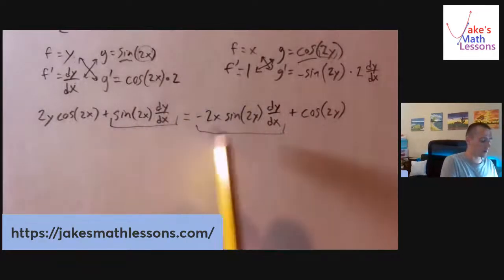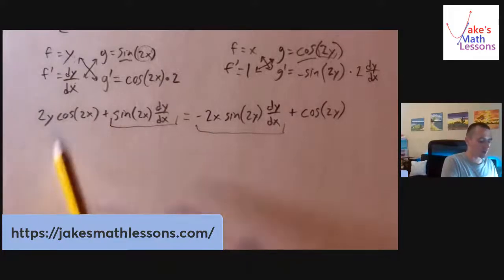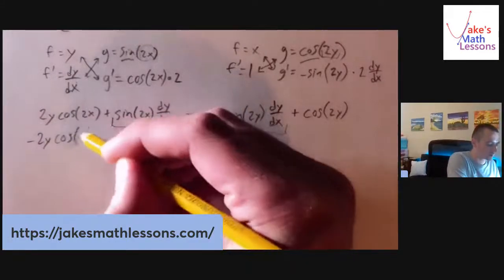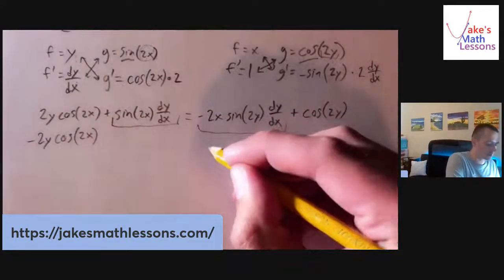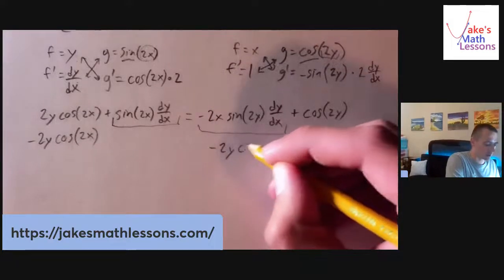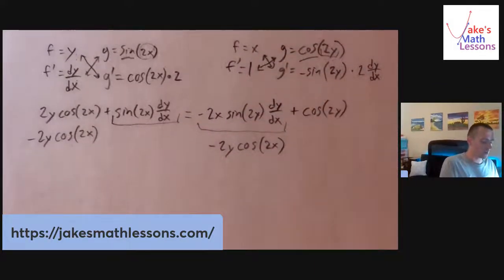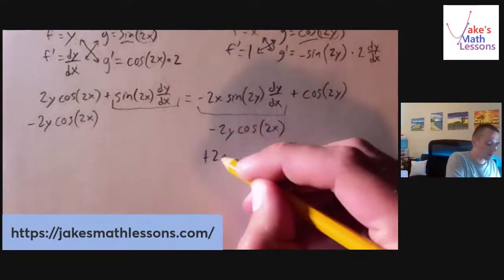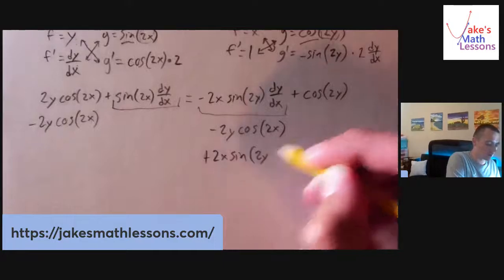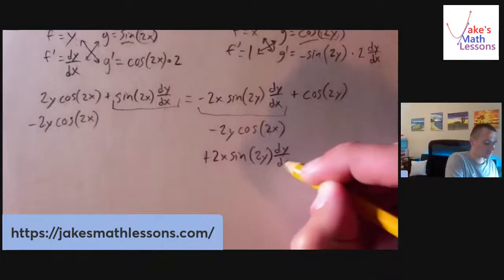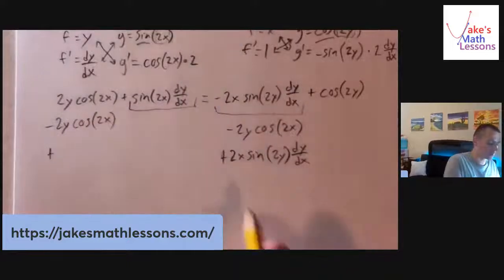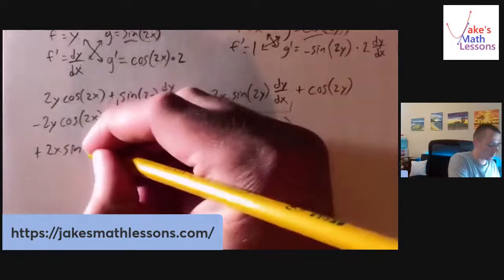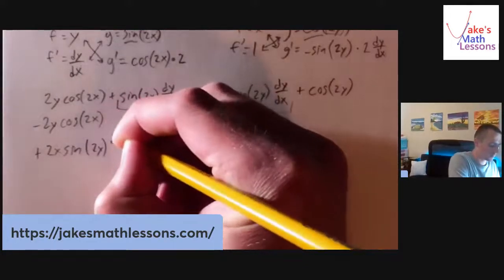So we'll put our dy/dx on the left. This term is going to have to move over to the right, so we're going to subtract 2y cosine of 2x from both sides. And then we need to move this over to the left, so we're going to add 2x sine of 2y dy/dx to both sides. So plus 2x sine of 2y dy/dx.